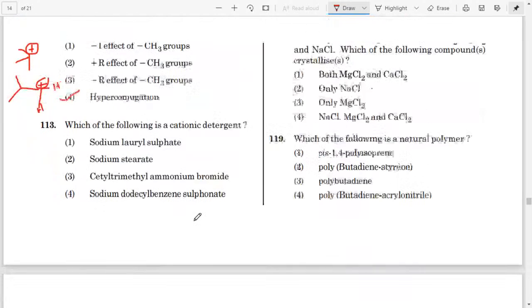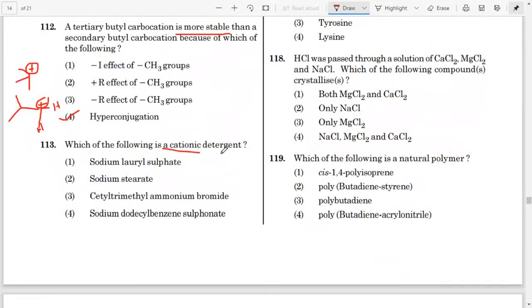Next, question number 113. Which of the following is a cationic detergent? Cetyl trimethyl ammonium bromide is a cationic detergent. So the option number 3 is correct option, students.